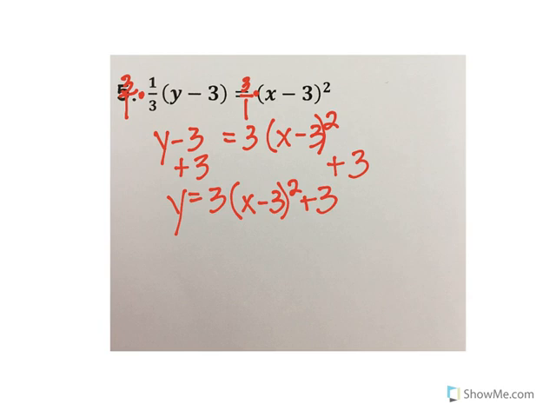All right, guys, what's h and what's k? Opposite sign of what's in parentheses, k is itself. 3, 3 is my vertex.